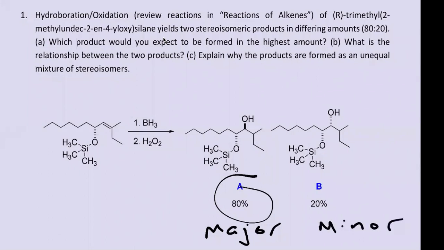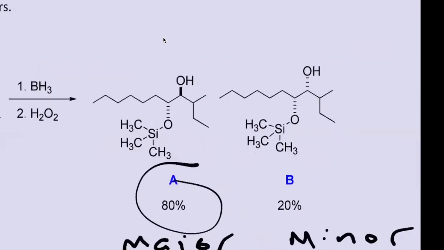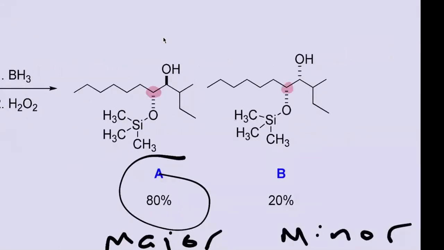And then it says, what's the relationship between the two products? If you look at those two products, what is the relationship between them? Well, I should have said stereochemical relationship. Are they enantiomers or are they diastereomers? Diastereomers. Can you see right here? That's the same in both of them, but the OH is different. You see that? So they're diastereomers.